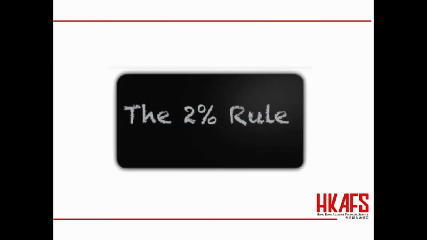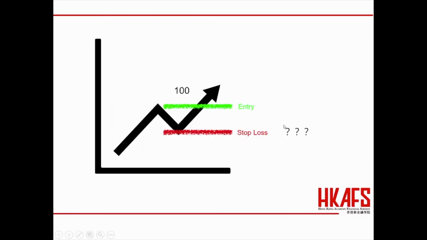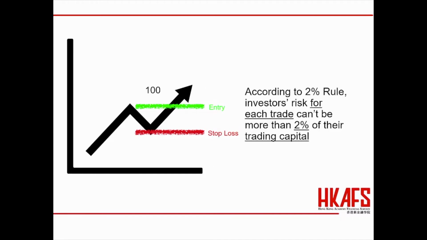Today I would like to share about the 2% rule. If I buy a stock at $100, where should I place the stop loss? Actually, there are many methods to determine the stop loss, but now we just talk about the 2% rule. According to the 2% rule, investors' risk for each trade cannot be more than 2% of their trading capital.